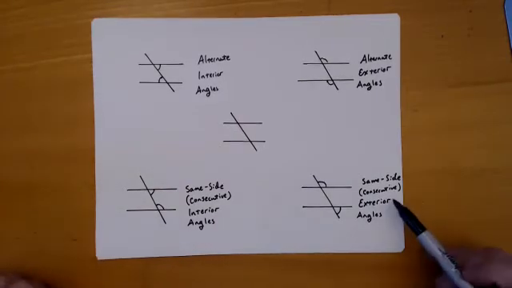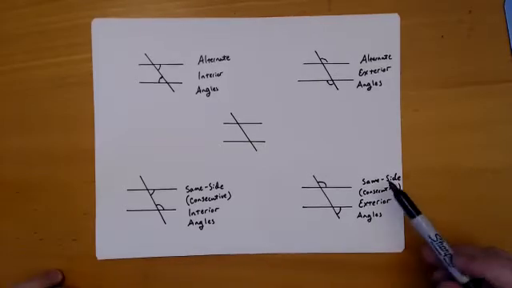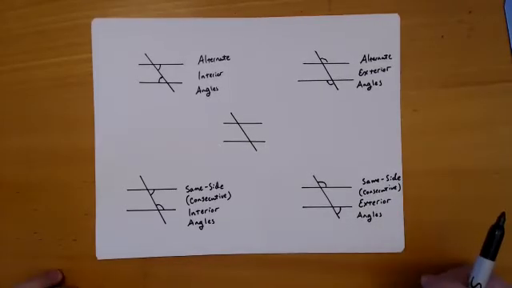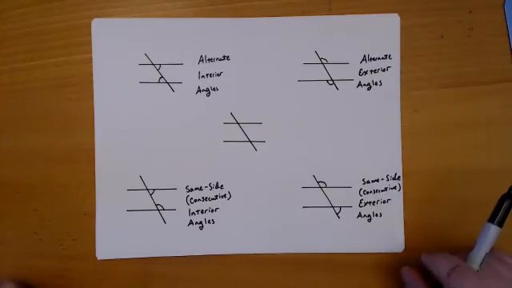So remember, consecutive was that other name that you sometimes see when you're dealing with same side. Okay, so I just wanted to put that in there so that everybody has it in case you see it. And you'll see it on IXL. And, depending upon the book or the teacher or the problem, you might see either same side or consecutive. It just depends. So you need to know both terms.